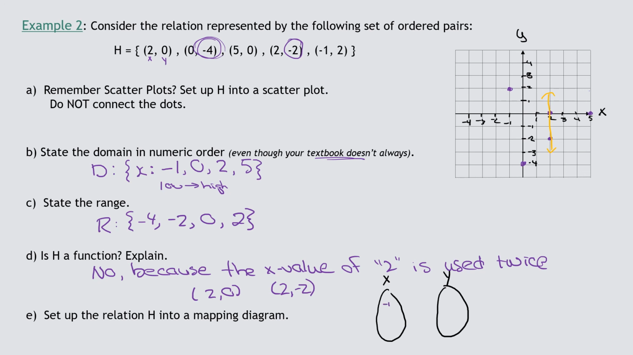So my x's, again, were -1, 0, 2, and 5. My y values, -4, -2, 0, 2. So what the mapping diagram does is we have arrows connecting the x values to the y values. So my x value of -1, let's look up at my list of coordinates. See this last one here, (-1, 2). -1 is x, 2 is y. So I'm going to go from -1 and draw a line to the 2. So the mapping diagram is just saying that's the pair that's connected.